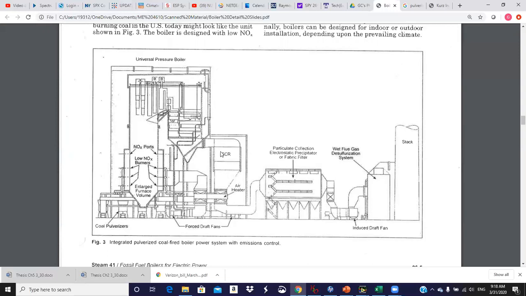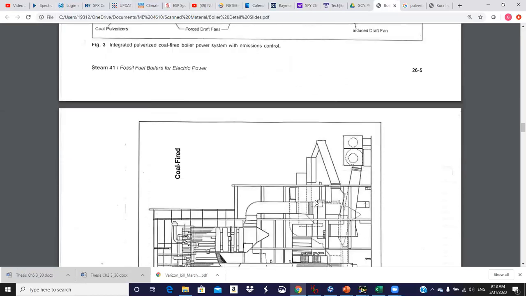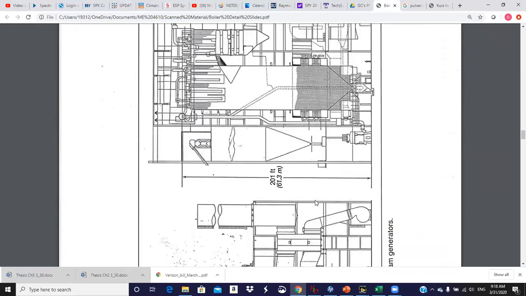But anyway, this gives you some kind of an idea what the flow path would be. And I'll be sending out chapters that you can look at, detailed chapters on the cleanup of the gas. Okay, let's see.